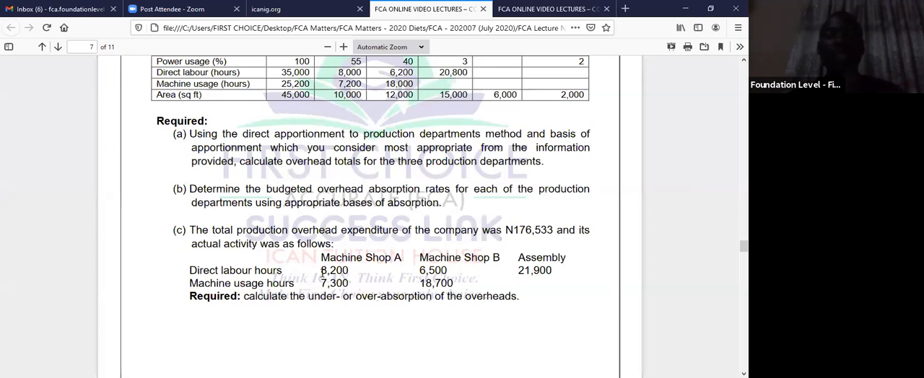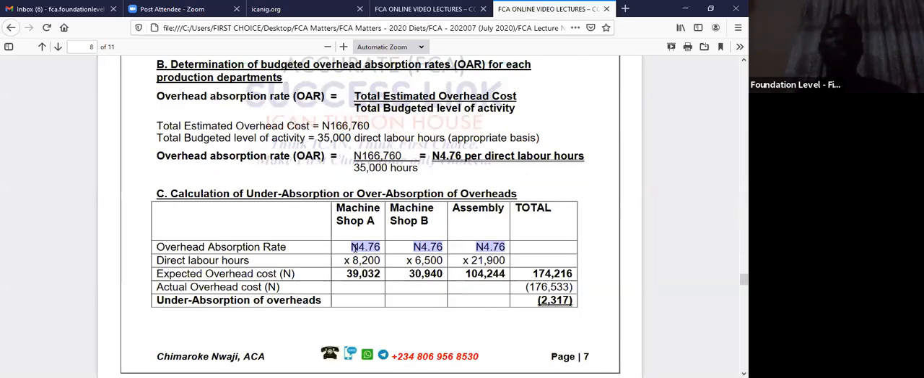What I'm saying is, given these actual hours, how much are we supposed to charge them? We're supposed to charge them 4 naira 76 kobo each hour. So when you multiply this rate by the number of hours, you now have a new total of 39,032 for machine A. Machine B has its own and all that. So when you total all of them, what you are expected to recover is 174,216.